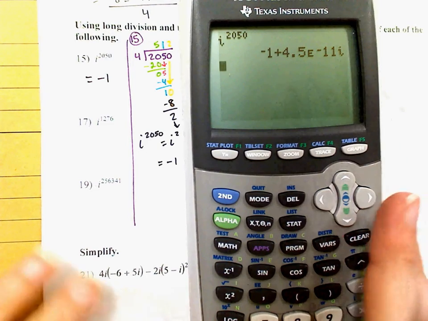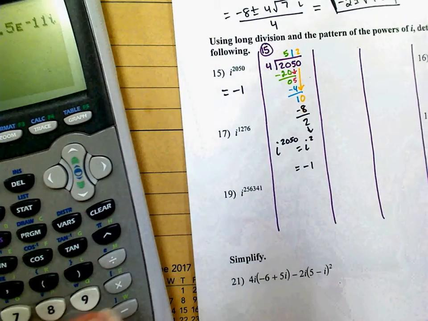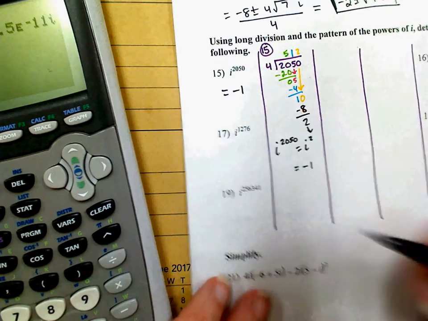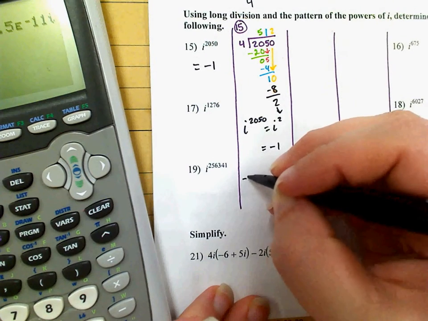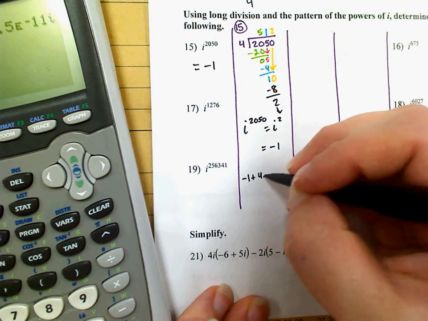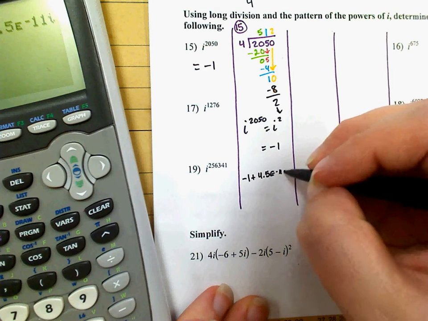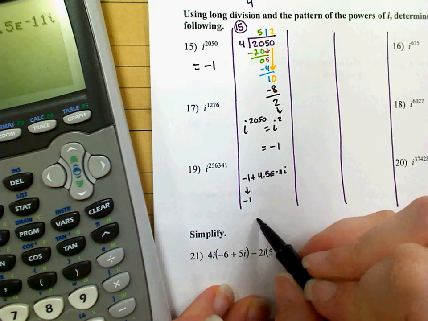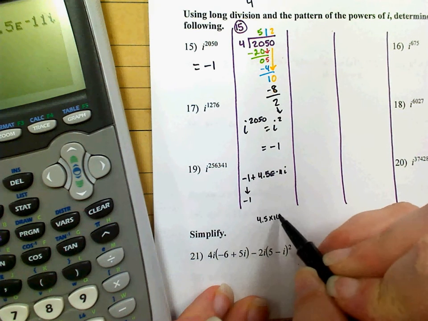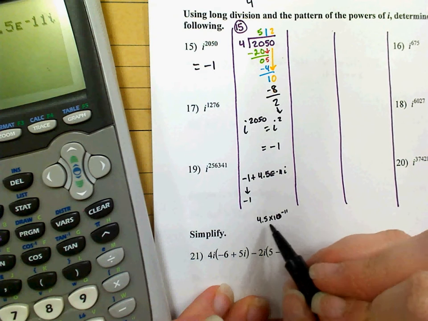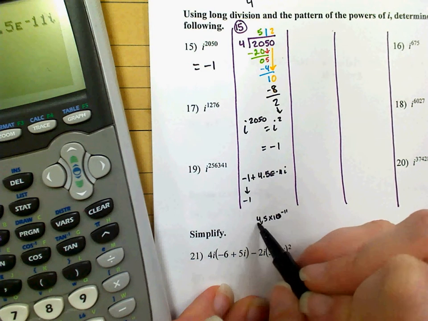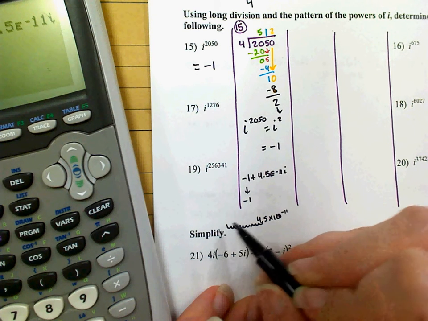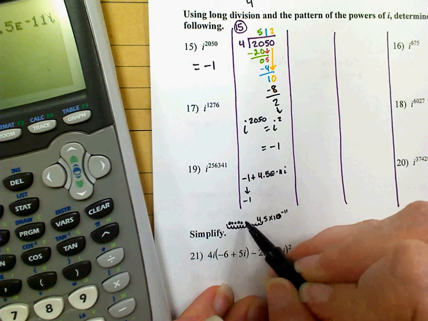So let me write that down real quick. I'll write it right here. That's fine. -1 plus 4.5 e negative 11 i. Okay, so what that means to me is -1. Now this right here is 4.5 times 10 to the negative 11. So if I want to know what that looks like, then I would take the decimal and move it 11 places. So 1, 2, 3, 4, 5, 6, 7, 8, 9, 10, 11. And then between that, I have a ton of zeros.